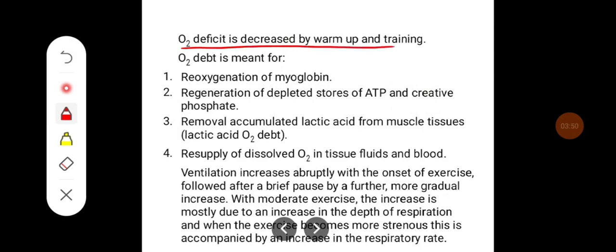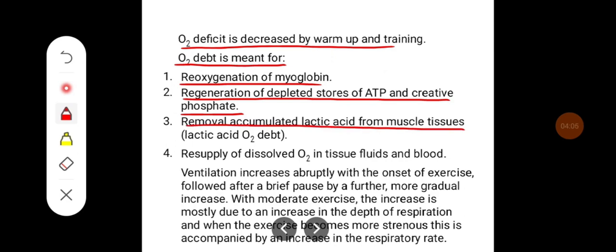Oxygen deficit is decreased by warm-up and training. Oxygen debt is meant for reoxygenation of hemoglobin, regeneration of depleted stores of ATP and creatine phosphate, removal of accumulated lactic acid from muscle tissues, that is also called the lactic acid oxygen debt, and resupply of dissolved oxygen in the tissue fluids and blood.